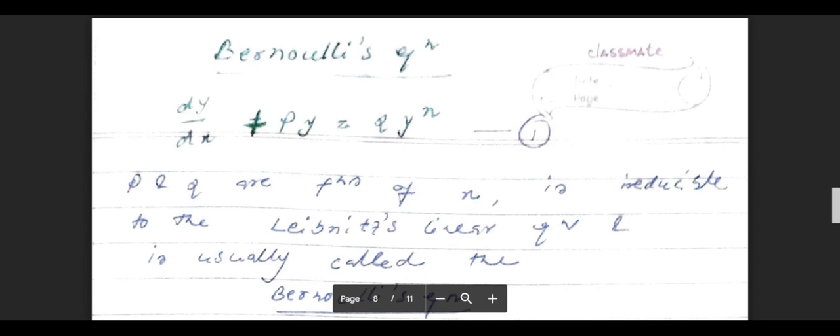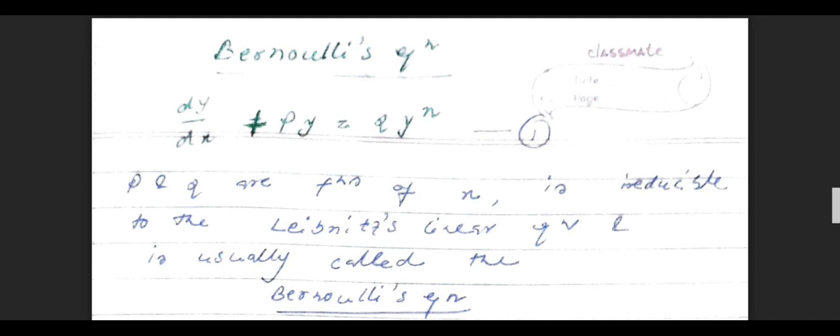Now, when dy/dx + Py = Qy^n, and P and Q are functions of x, it is reducible to the Leibniz linear equation and is usually called the Bernoulli's equation. In this case, we have to solve this differential equation. So we first divide both sides by y^n.